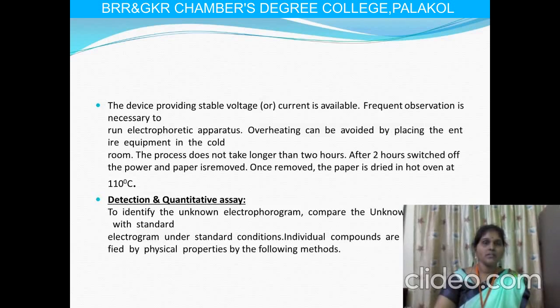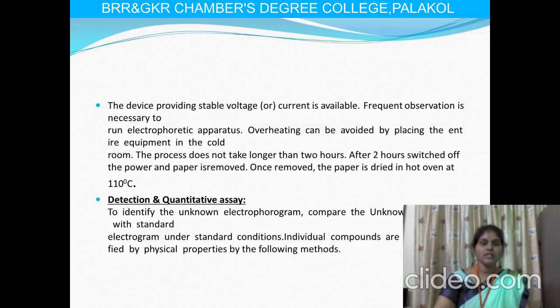After that we have to place the equipment at a temperature of 100 degrees centigrade and wait for 2 hours. Then we switch off the power and the paper is removed. Once removed, the paper is dried in a hot oven at 100 degrees centigrade. Okay, now we are going to detect it.